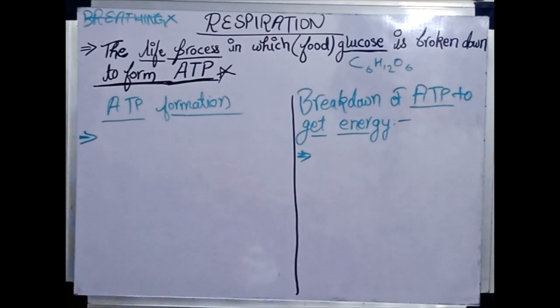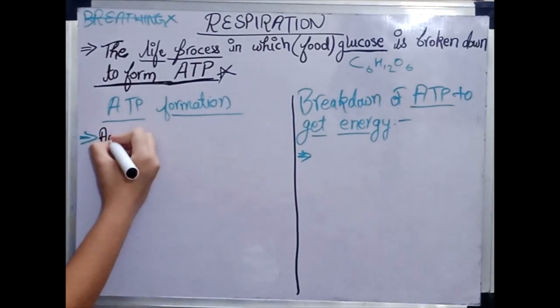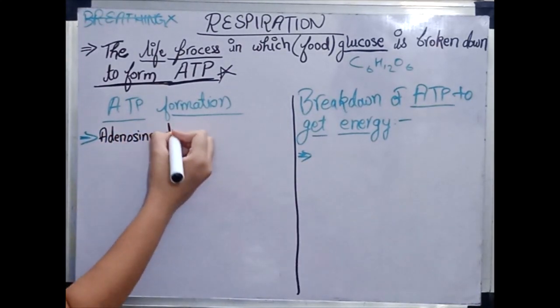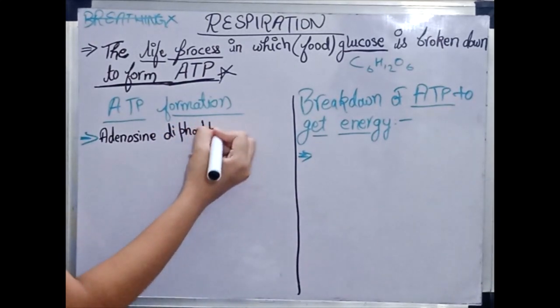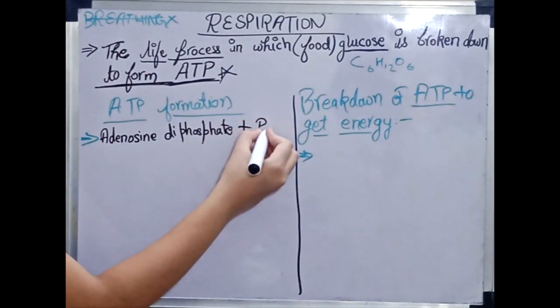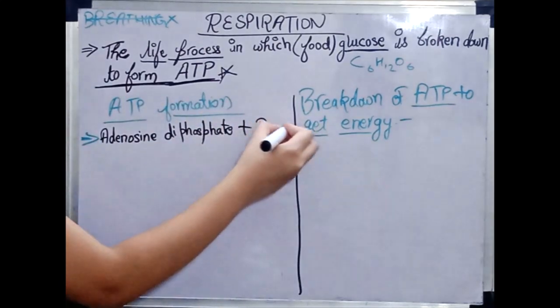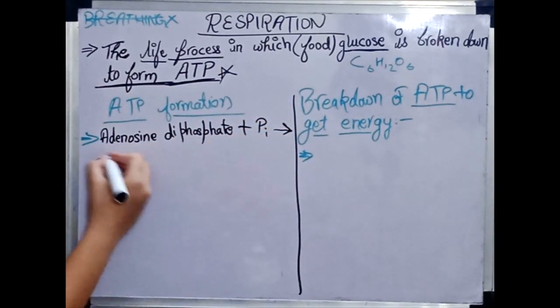So how does ATP formation happen? Here adenosine diphosphate, diphosphate means 2-phosphate, plus Pi, where Pi means inorganic phosphorus, tends to give me ATP.